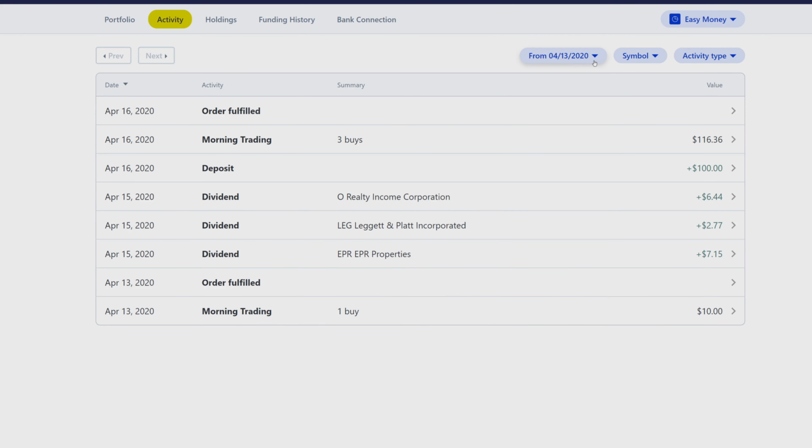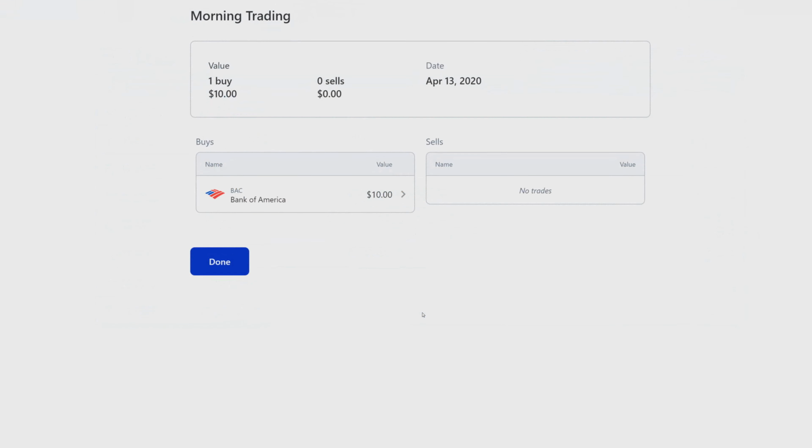All right, guys, so we're here at the activities. I have it filtered out to start from April 13th of 2020, and that's this past Monday. So if we go at the very bottom, on April 13th, I did one buy of $10. So this $10 was actually the $10 that I got from a referral link.